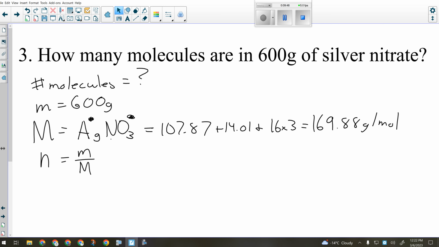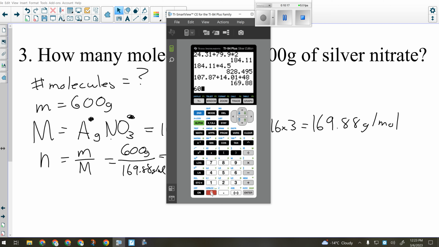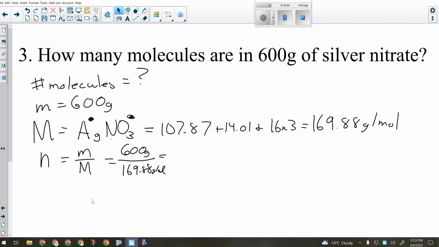Okay? Because if I know the number of moles, and Avogadro's number tells me the number of particles in a mole, when I multiply those numbers together, I will get the number of molecules. So I've got to calculate N, the number of moles, first. Okay, so I just plug in my numbers. 600 grams divided by 169.88, and that's grams per mole. All right, so 3.53 moles.